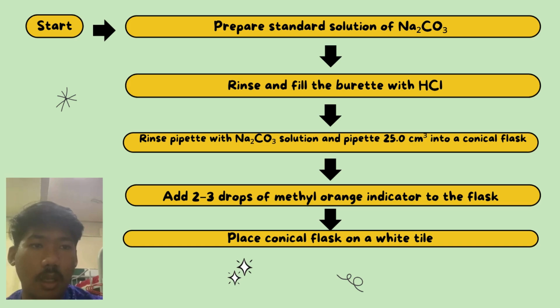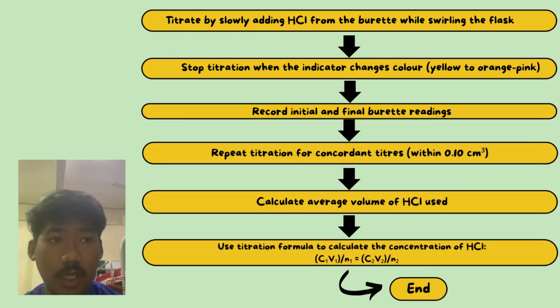After that, the pipette was rinsed with sodium carbonate solution, and then 25 cubic centimeters is pipetted into a conical flask. After that, we must add methyl orange indicator, 2 or 3 drops, to the flask, and the conical flask was placed on a white tile. Titrate by slowly adding HCl from the burette while swirling the flask.